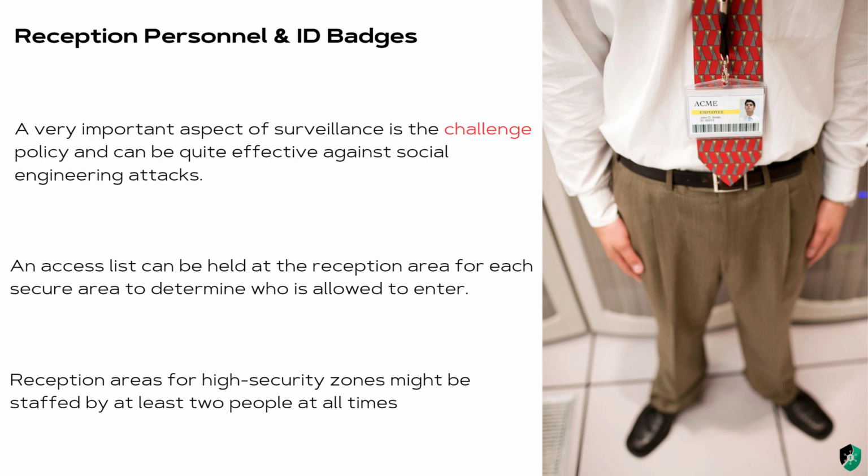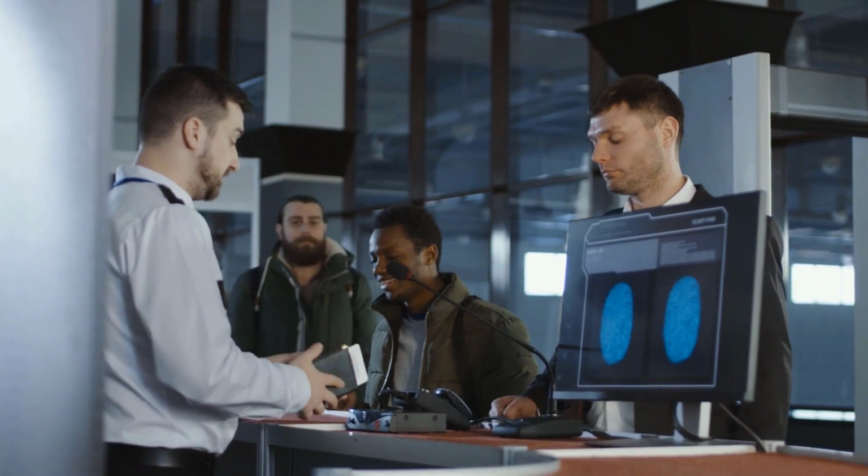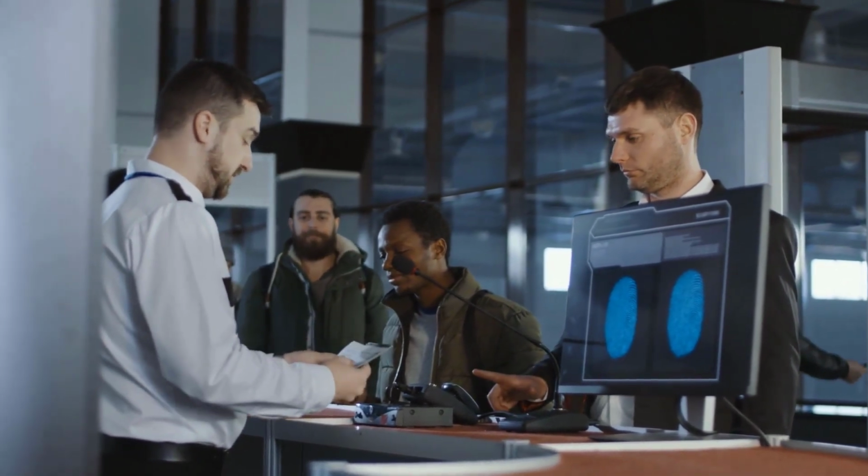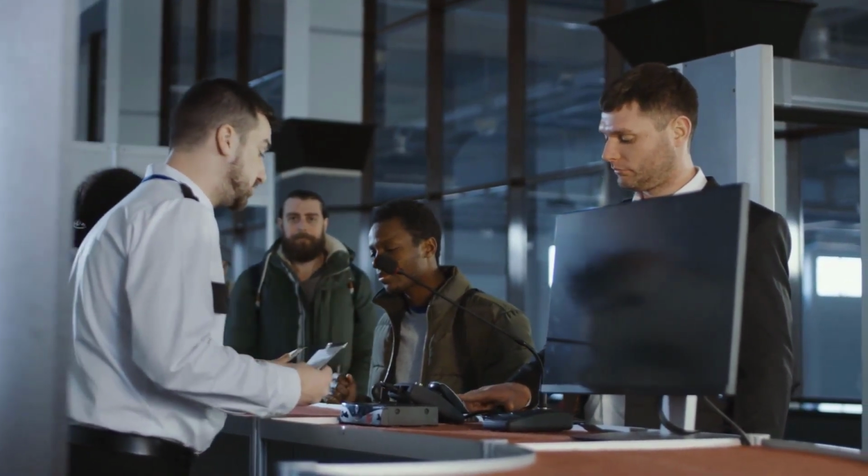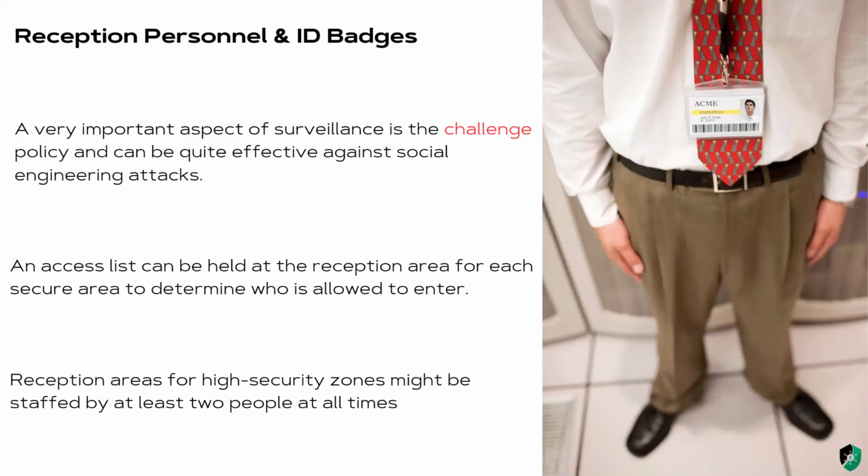And if you're going to grant access to somebody to enter a building, they need to prove that they belong there, either with their ID badge or with their token card or something. Now, an access list can be held at the reception area for each secure area to determine who is allowed to enter. And of course, reception areas for high security zones might be staffed by at least 2 people at all times. You don't want to have just one single person manning the reception area.